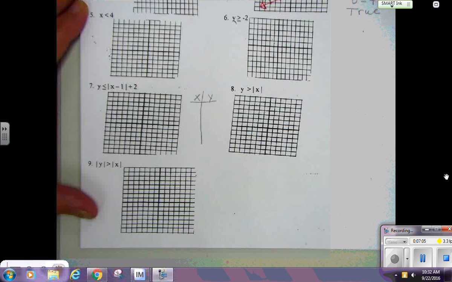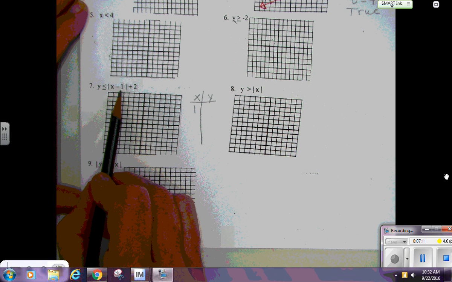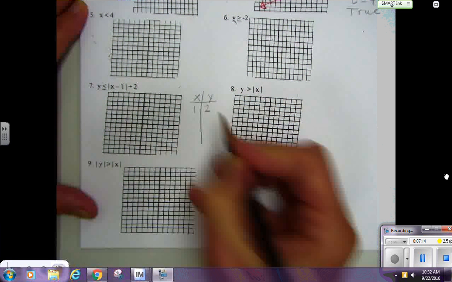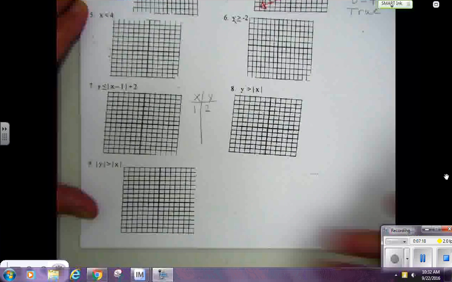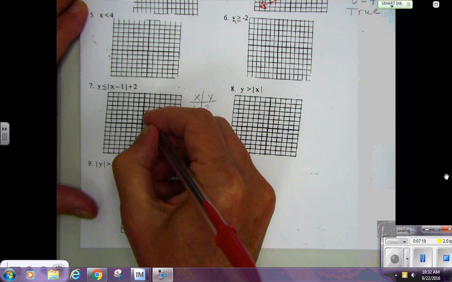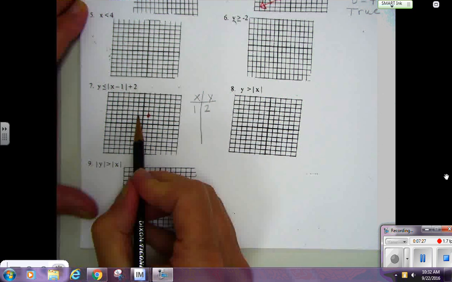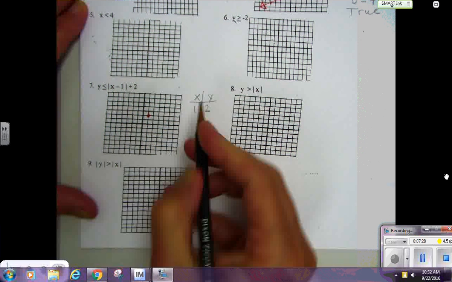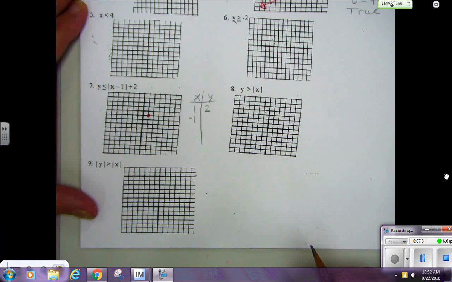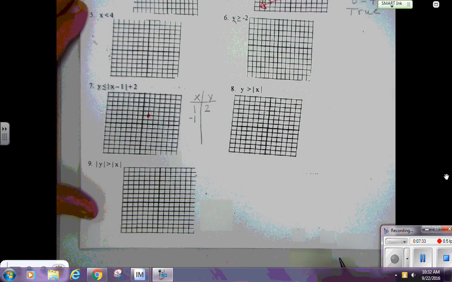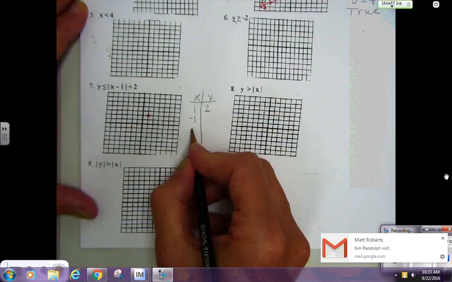1. Okay. When I plug 1 in for X, 1 minus 1 is 0. Then plus 2, y is going to equal 2. So let's plot that point first. And now I'm going to pick a point on either side. For example, on the left side, if I pick -1, that's 2 units to the left. What point should I pick on the right? 3. I want to go 2 units on the right, so I'm going to pick 3.